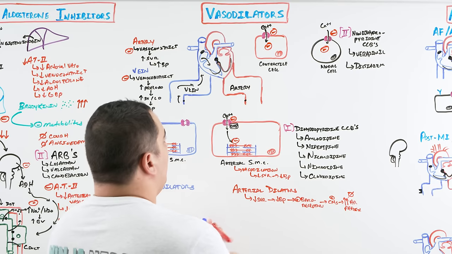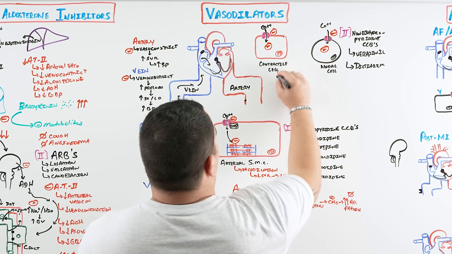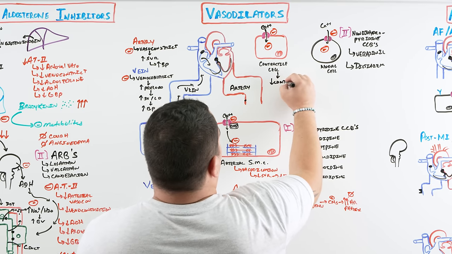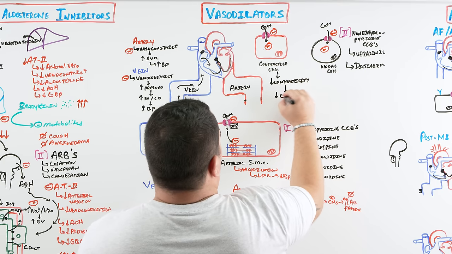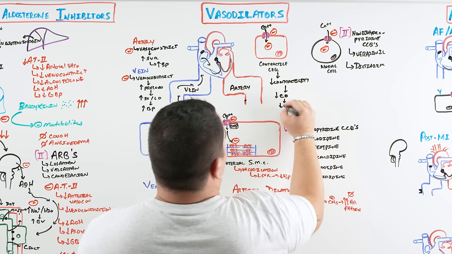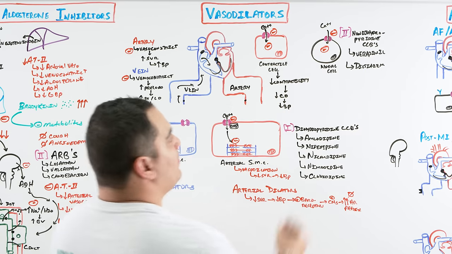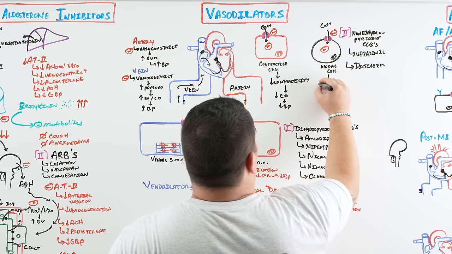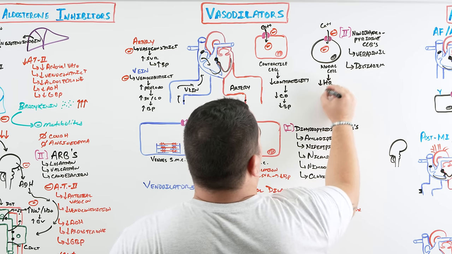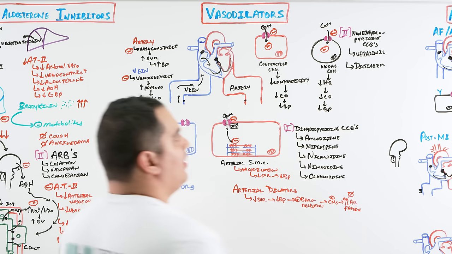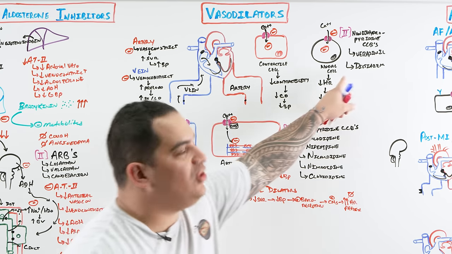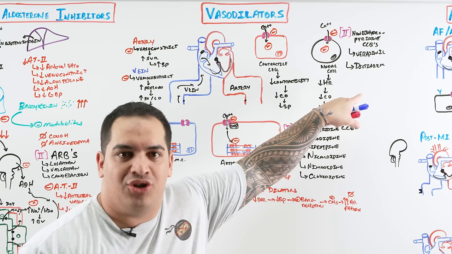And therefore, I will decrease contractility. If I decrease contractility of the heart, I'm going to decrease the cardiac output, and I'm going to subsequently decrease the patient's blood pressure. In the nodal cell, I'm going to reduce the heart rate, and therefore I'm going to reduce the cardiac output and reduce the blood pressure. So these drugs can be utilized in hypertension.